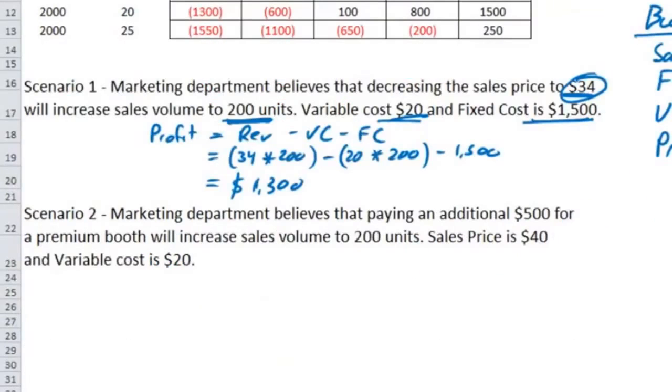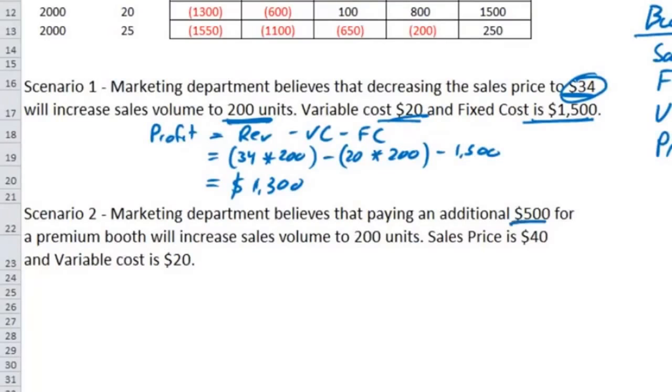So you wouldn't have to have a matrix to solve this problem. You'd still be able to see that, hey, if I decrease the sales price to 34, my profit is going to decrease to 1300, which is not a good thing. So the matrix is nice because we can see all the different possible scenarios, but you can just use the formula to figure this out as well.